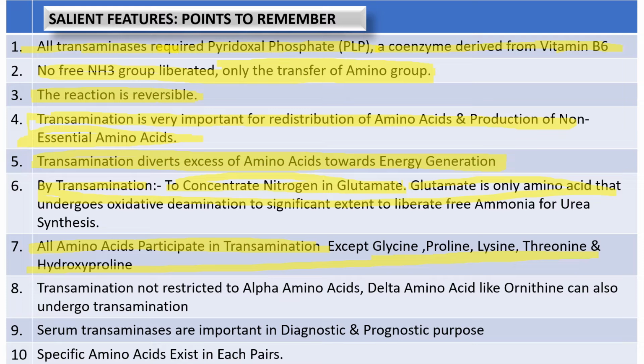Now, the transamination reaction is not restricted to alpha amino acids. It is not that only alpha amino acids participate in it. Here delta amino acids like ornithine can also undergo transamination. Then serum transaminases are also important for diagnostic and prognostic purposes.